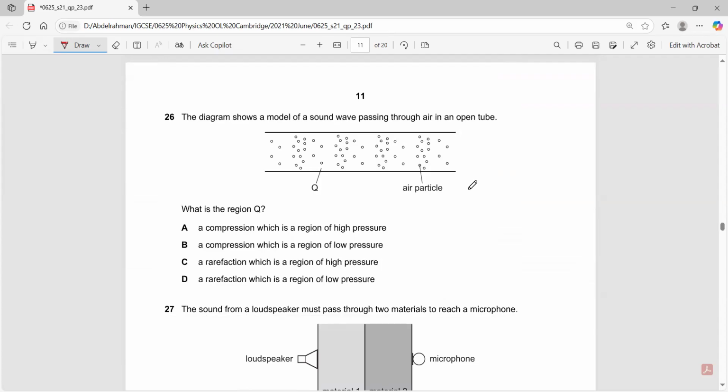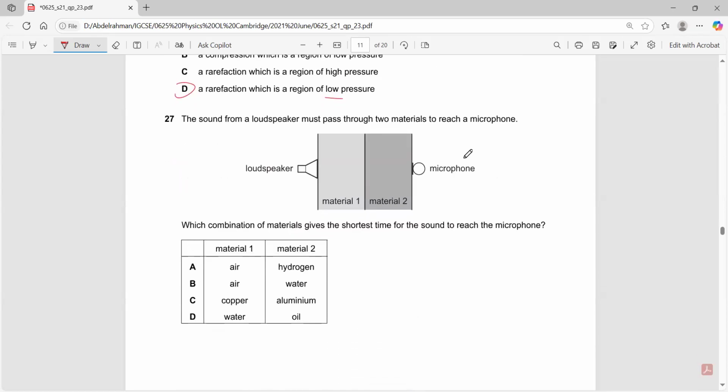What is region Q? So we have some air molecules. Is it a compression or a rarefaction? Definitely seems like a rarefaction, doesn't it? Yes. Why? Because the molecules are far apart. So it's a rarefaction with a higher pressure or a lower pressure? Again, a lower pressure. Why? Because the distances between the molecules increase, therefore the pressure decreases.